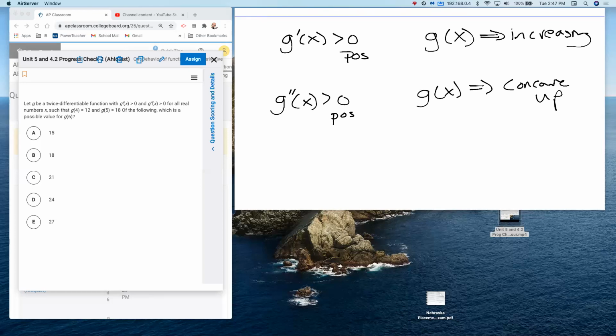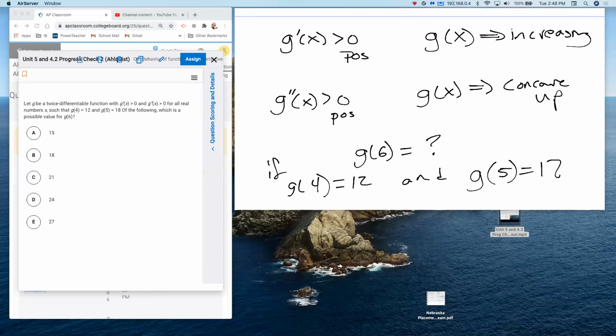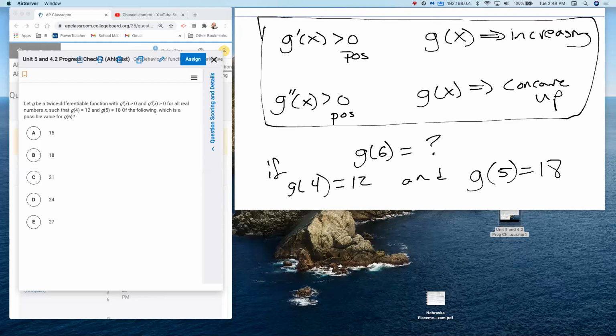So we know, because then we get asked a question, the question really says, what is g of 6 if g of 4 is equal to 12 and g of 5 is equal to 18. But we know this is what our graph looks like. Okay, so that's the calculus. What I boxed in is the calculus.